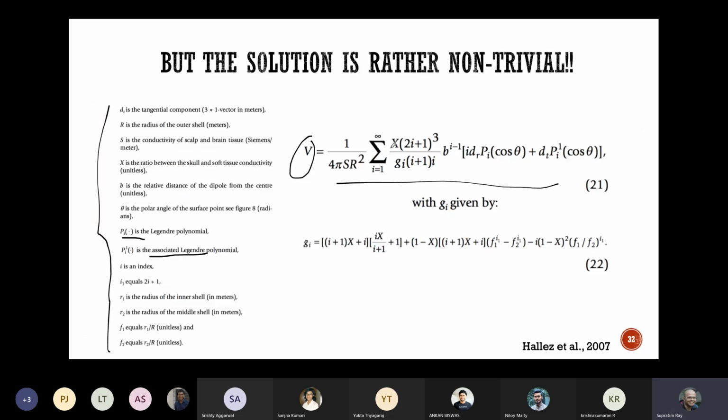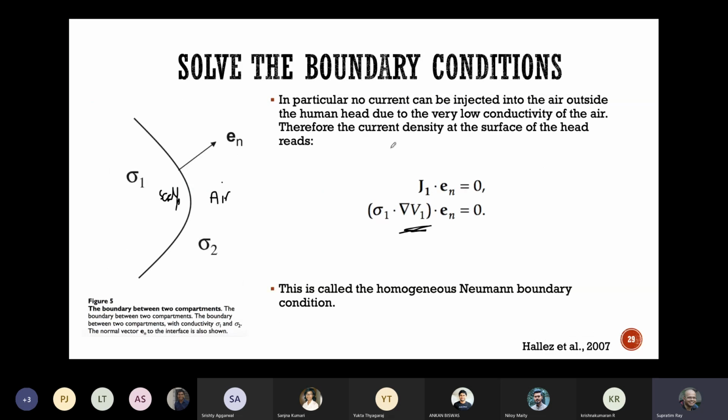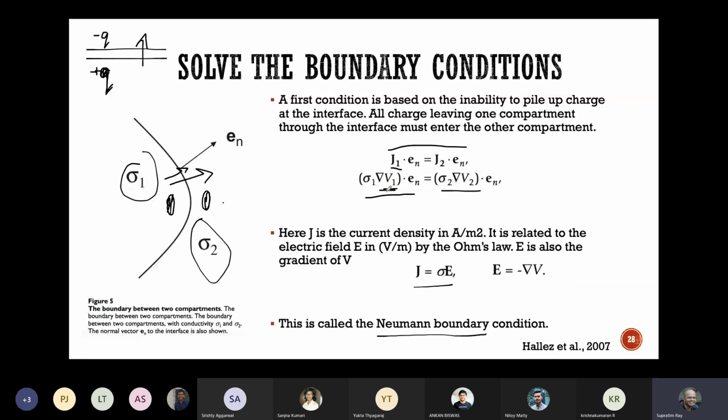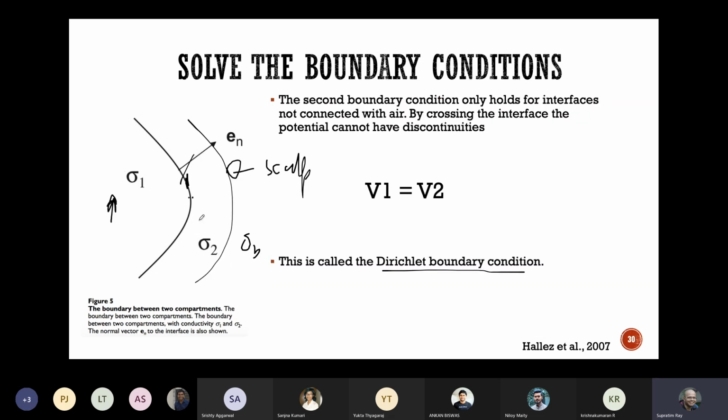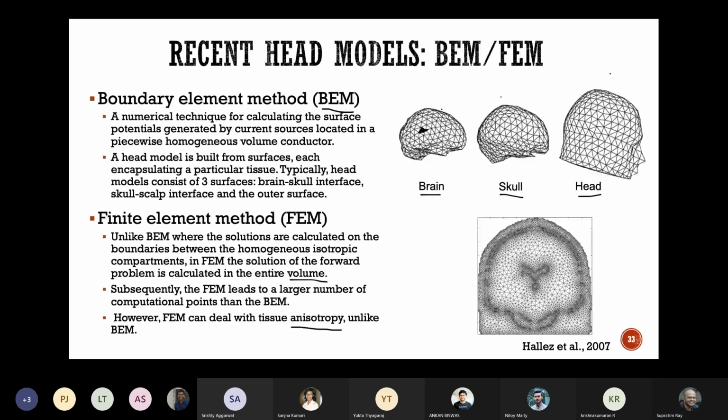If you have a dipole, it's going to generate potentials, and you have to just make sure that all these conditions are satisfied along any two boundaries. Now you have got a ton of boundaries here, so you have to numerically keep solving this. But once you do that, you're done.